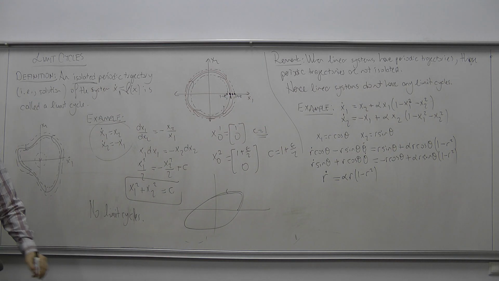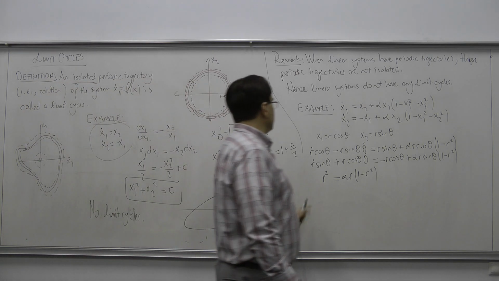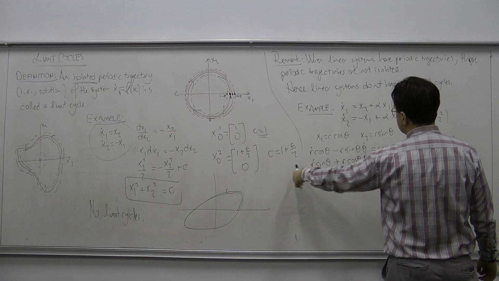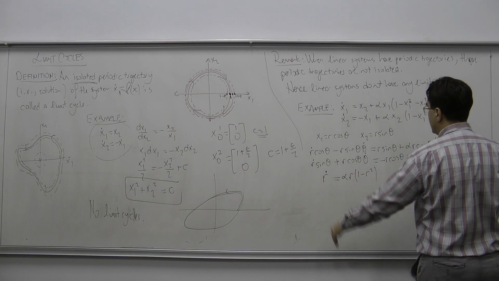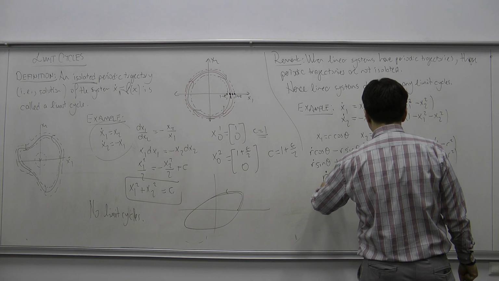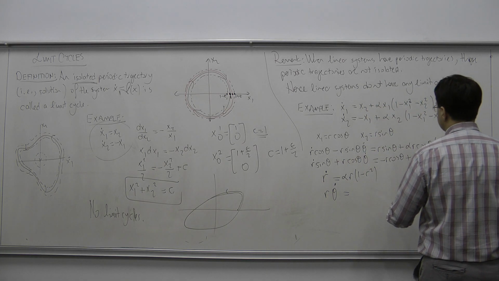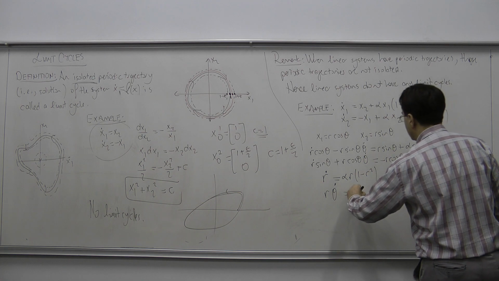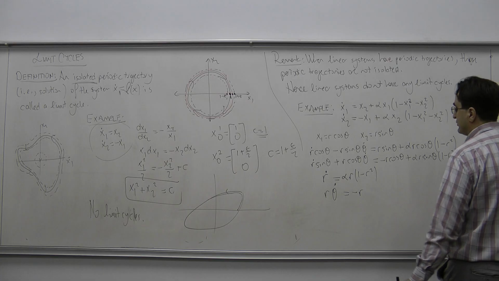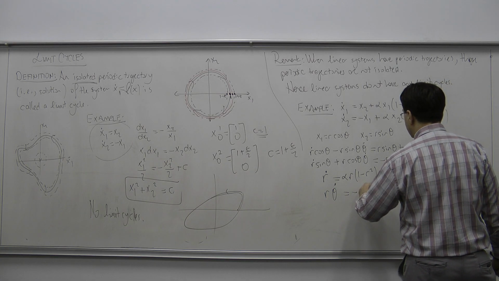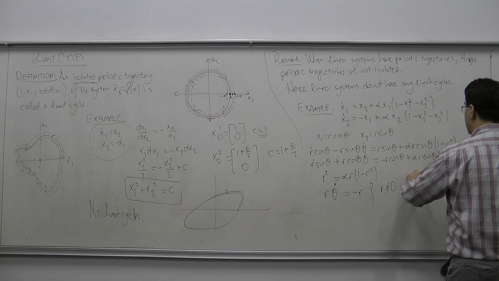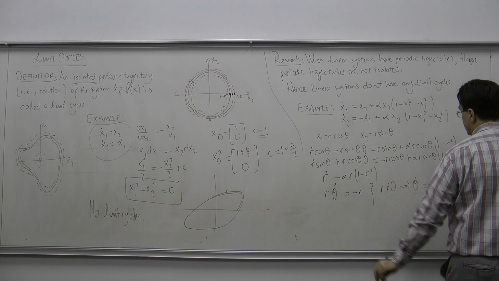And if I do the same thing for theta, multiply the first equation by minus sine theta, multiply the second equation by cosine theta, and sum, then that is going to give you r theta dot is equal to minus r. Okay? If I assume that r is not equal to 0, that's going to tell me theta dot is equal to minus 1.